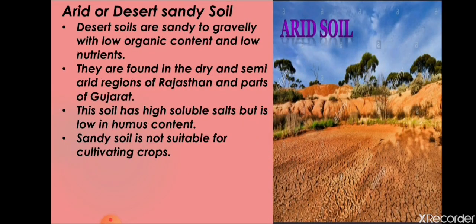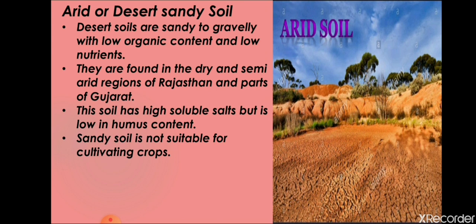Next soil is arid or desert soil. As is also clear by the name, desert soil means the soil that is basically found in desert areas. Now this soil will not be clay. This soil is sandy to gravelly. That means it is in the form of sand. Sand you have seen. Gravelly means it cannot store much water, with low organic content and low nutrients. It has low mineral capacity also and low organic content also.